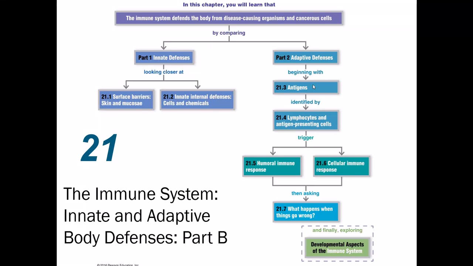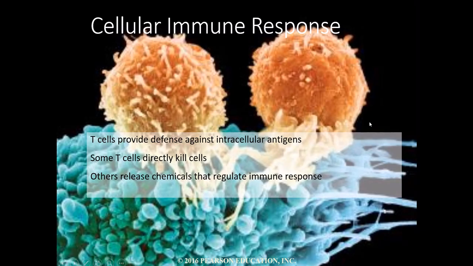Welcome to the second half of the Chapter 21 Part B, where we're going to focus on cellular immune responses. So the responses that are regulated and guided by the T lymphocytes, the T cells, which is what you see here. These are some T cells attacking a cancerous cell. T cells really are about fighting against antigens that are inside other cells, and so they require the antigens to be presented, and we're going to talk about that in just a second.